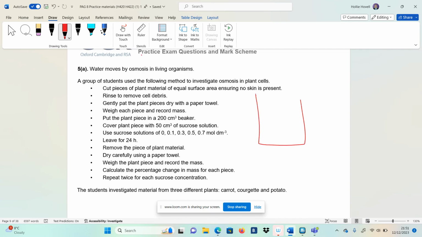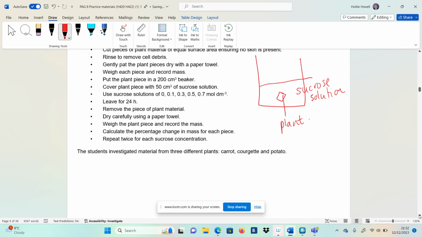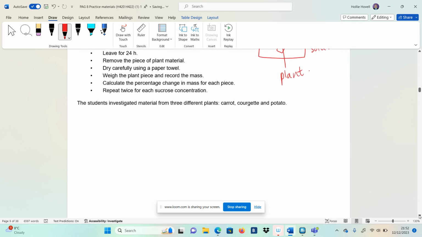Should we start to draw it? It's nice to visualise it, isn't it? So here's our piece of plant. They covered the plant piece with a sucrose solution. They used sucrose solutions of various concentrations. They left it for 24 hours. They removed the piece of plant material. They dried it with a paper towel. They weighed the plant piece and recorded the mass and calculated the percentage change.